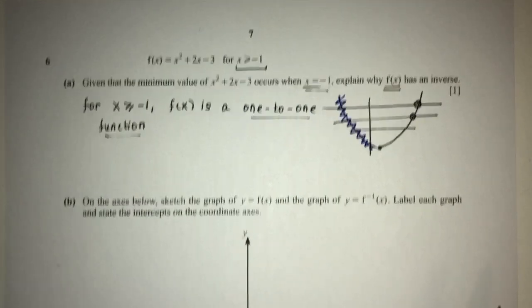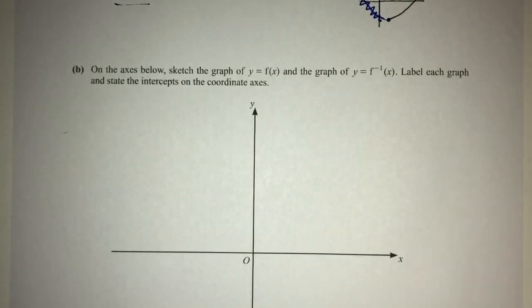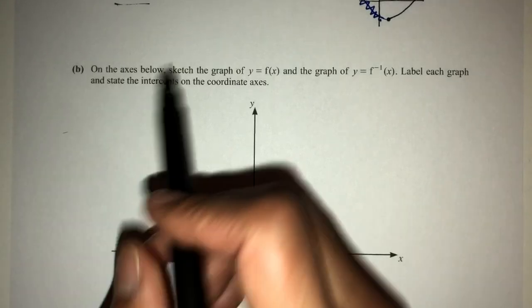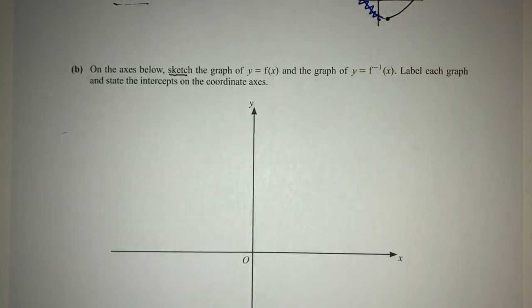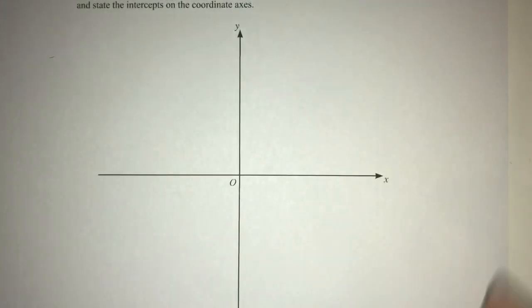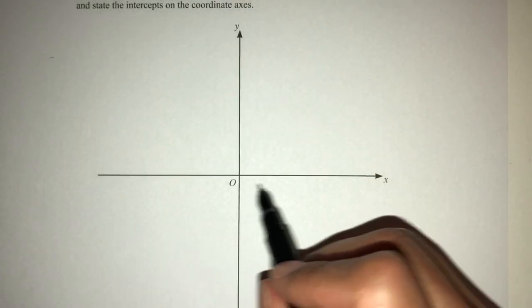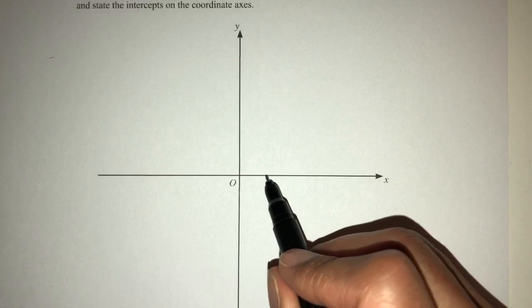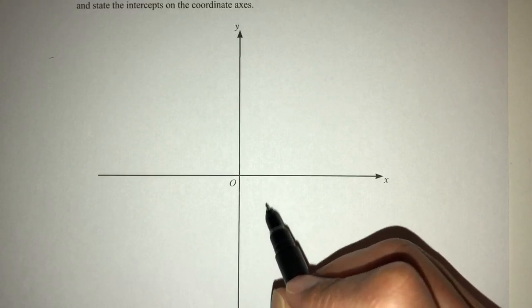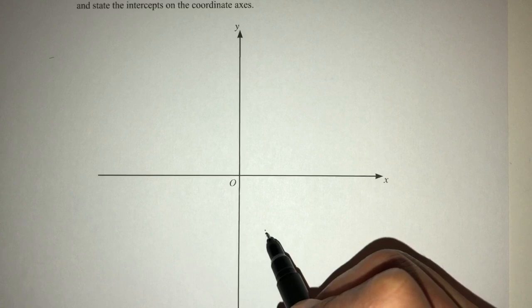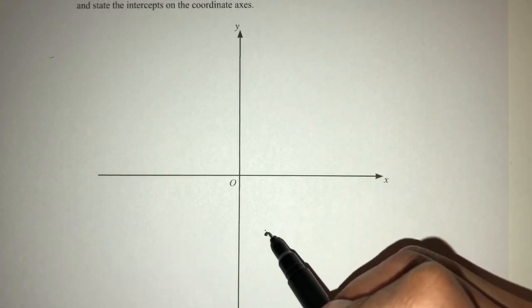Now for part B, on the axis below, sketch the graph of y and the graph of y inverse. So f inverse, right? Label each graph and state the intercept on the axis. So it is only a sketch, so it doesn't need to be exact. For example, here I can just connect these two. Let's say I have 1 here. Minus 4 will be somewhere here. My graph will look something like this.